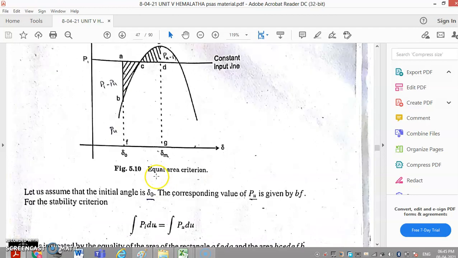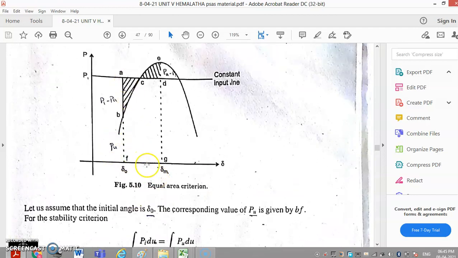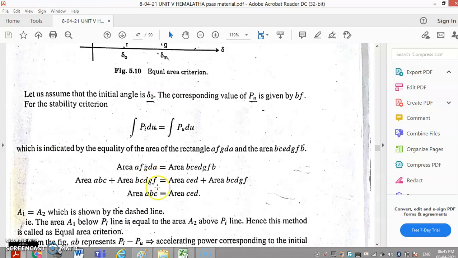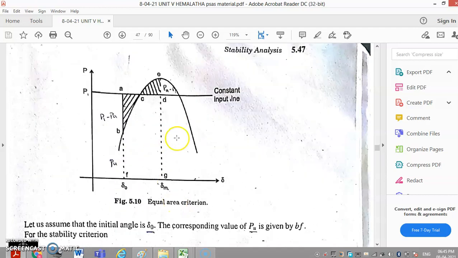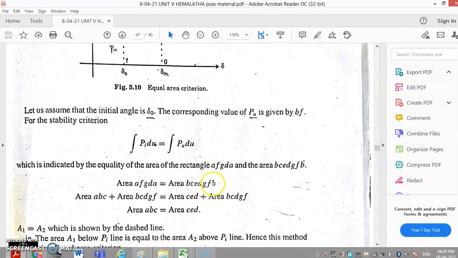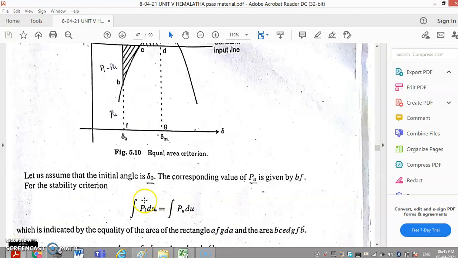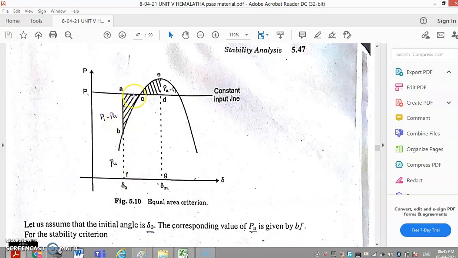So this Pi d delta is nothing but the rectangle AFGDA, this part, which is equal to the area BCEDGFB. This can be written as two areas: area AFGDA is written as area ABC plus area BCDGF. This rectangle part has been written as a combination of two areas: one is this shaded portion ABC, the other one is BCDGF.